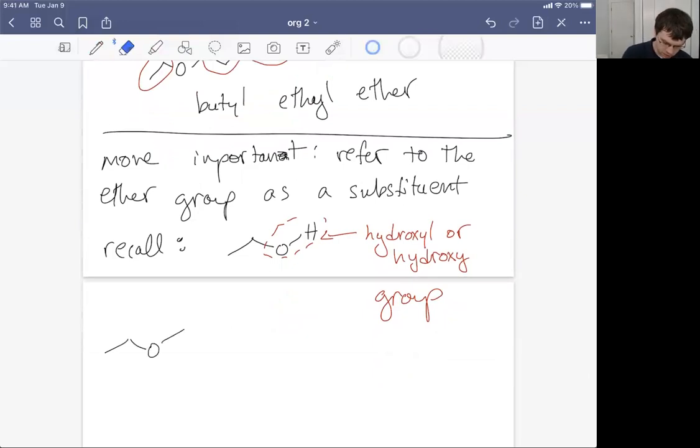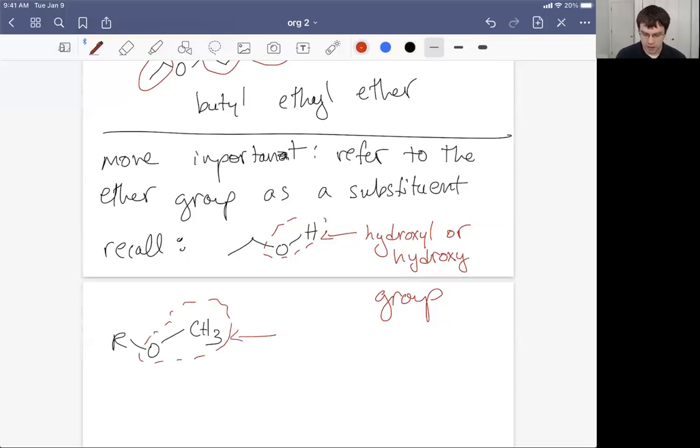Okay, now I'm bringing that up to help us understand what we call something like, well, let's put an R group on one side and then we'll have a methyl group on the other side. I'm going to write the methyl group as a CH3 just so that we can see it. If we do that, we can circle the OCH3 and we're going to call this not a hydroxy group, but an alkoxy group. I don't think people ever say alkoxyl. So it's an alkoxy group, or more specifically, a methoxy group.